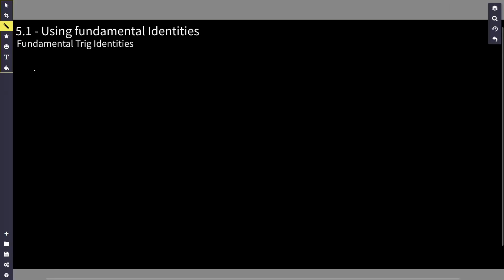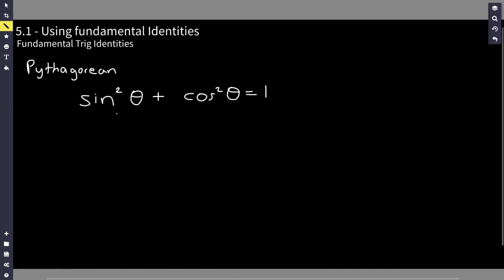Next up are the Pythagorean identities. And the first one is sine squared of theta plus cosine squared of theta is equal to 1. The next one is 1 plus tan squared of theta is equal to secant squared theta.